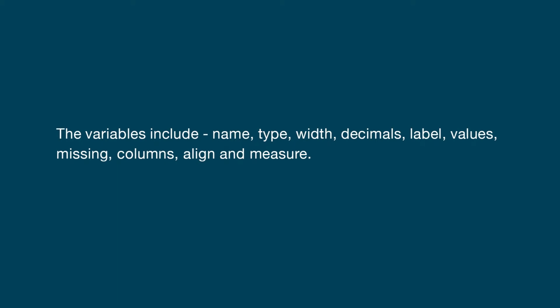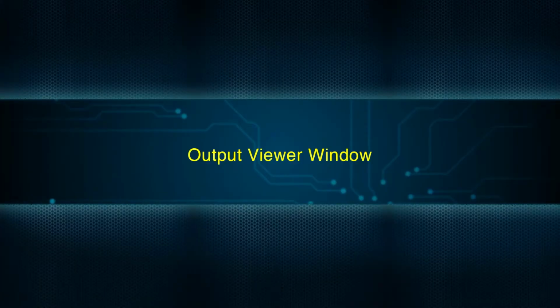The variables include name, type, width, decimals, label, values, missing, columns, align and measure. Ensuring that the measure of your variables is correct is vital. The variable can be nominal, which is for strings of data, ordinal for data that isn't continuous but can be ranked or ordered, or finally scale, which is used for a variable that is continuous, for example a distance to somewhere.